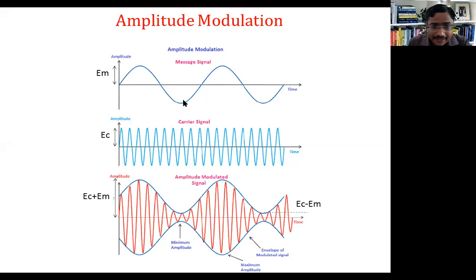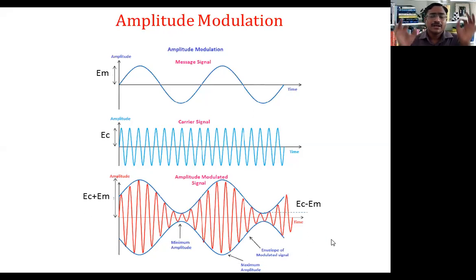Why minimum? This is negative and this is positive. Positive and negative is subtractive: EC minus EM, as we showed here. This minimum is EC minus EM, and when there is addition, we have EC plus EM. So the subtraction is called the minimum amplitude, and the addition, EC plus EM, is the maximum amplitude. So minimum amplitude is there, maximum amplitude is there, and the envelope of the amplitude modulated wave has a nature like this.